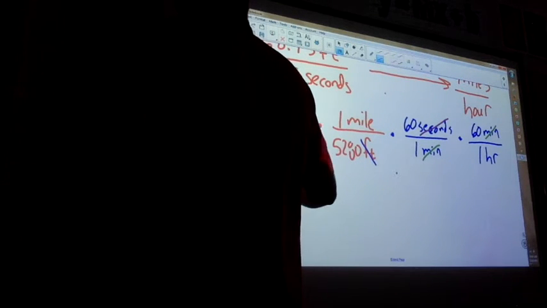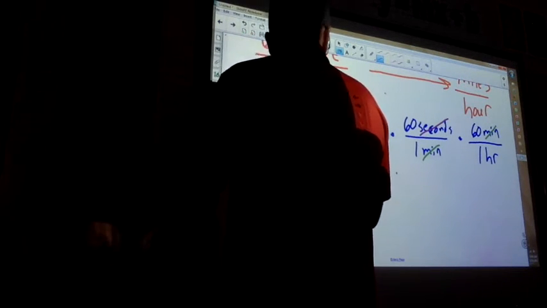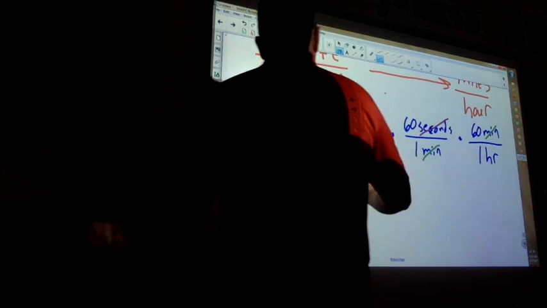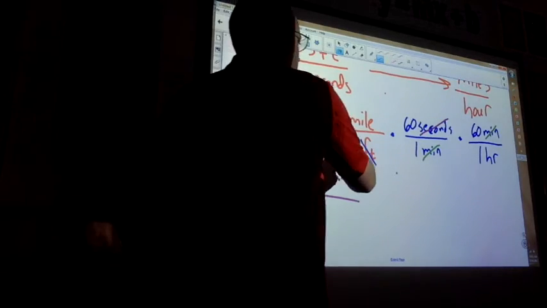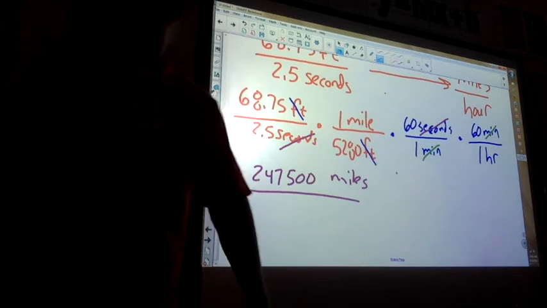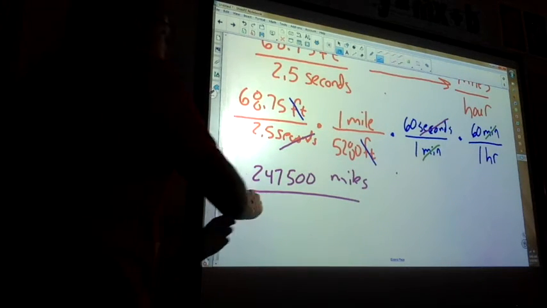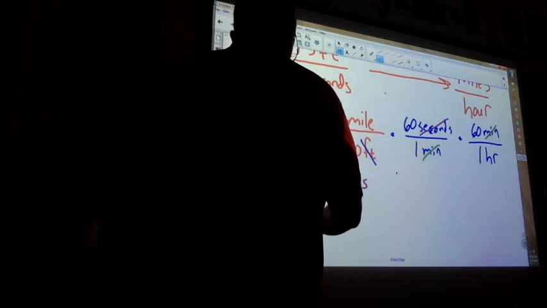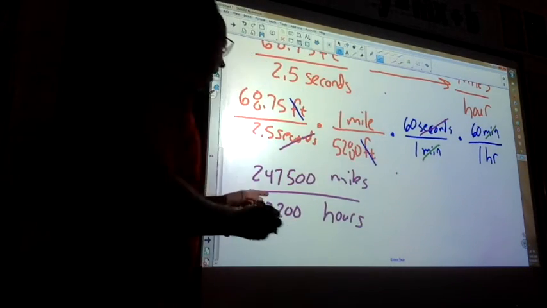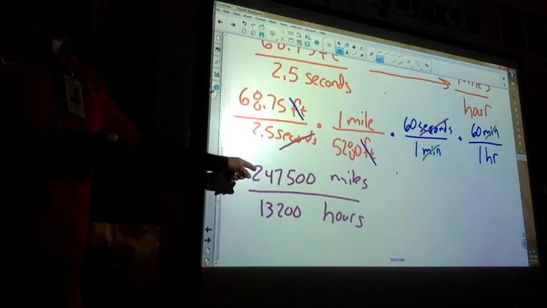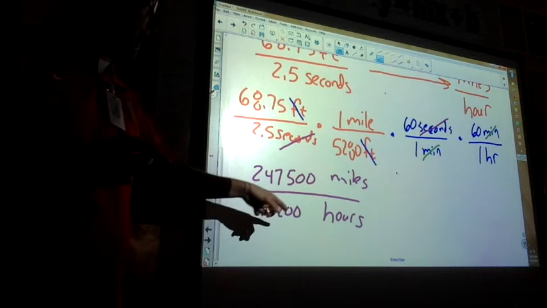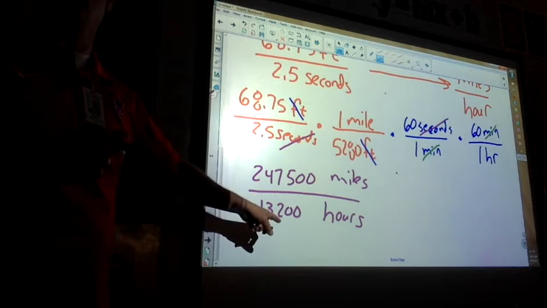247,500, and that was in miles. But then I'm going to go 2.5 times 5,280 times 1 times 1. So it becomes 2.5 times 5,280, which is 13,200, and that's in hours. So what this means is I would travel 247,500 miles in 13,200 hours.